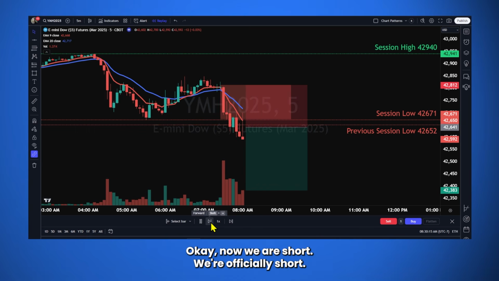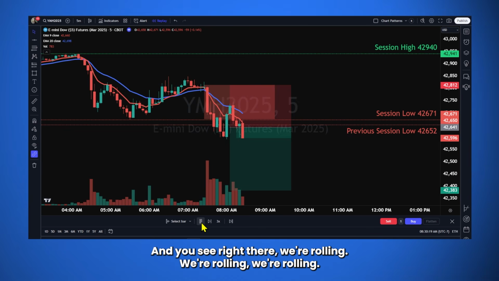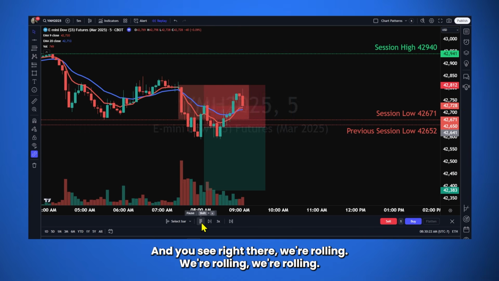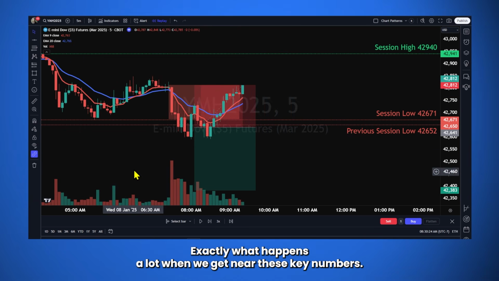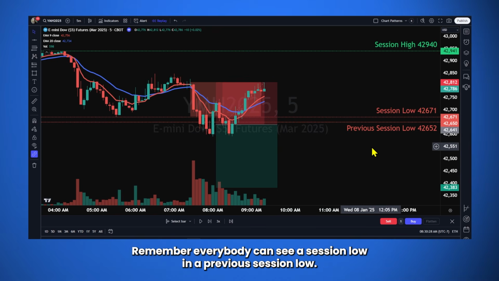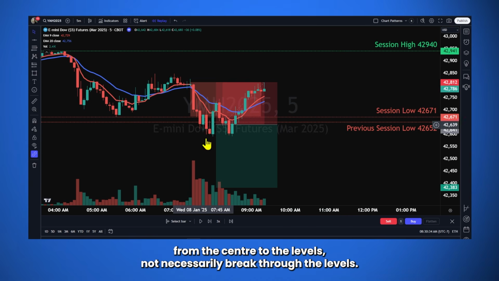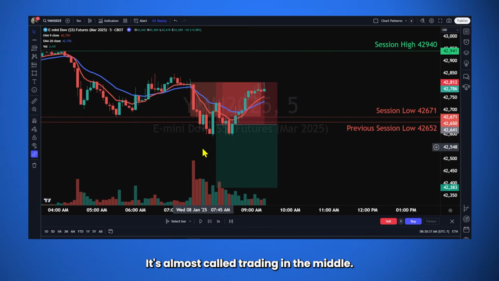We're officially short. Let's go ahead and speed this up a little bit and see if we can get some satisfaction here. And you can see right there, we're rolling. And what happens? Exactly what happens a lot when we get near these key numbers. Remember, everybody can see a session low and a previous session low. When we're trying to get a breakout winner, we want to get the breakout from the center to the levels, not necessarily break through the levels. It's almost called trading the middle, but that's a topic for another video.